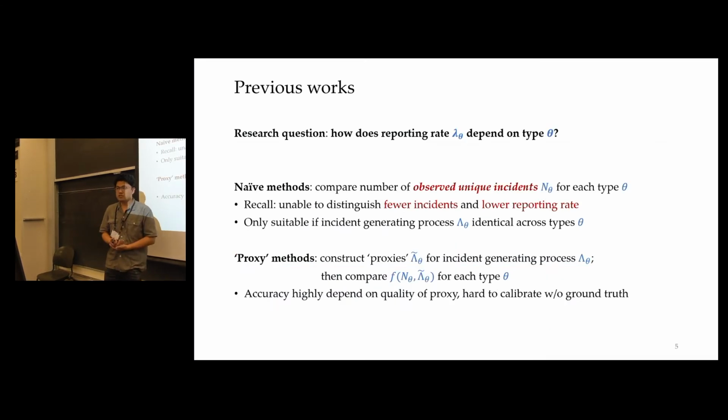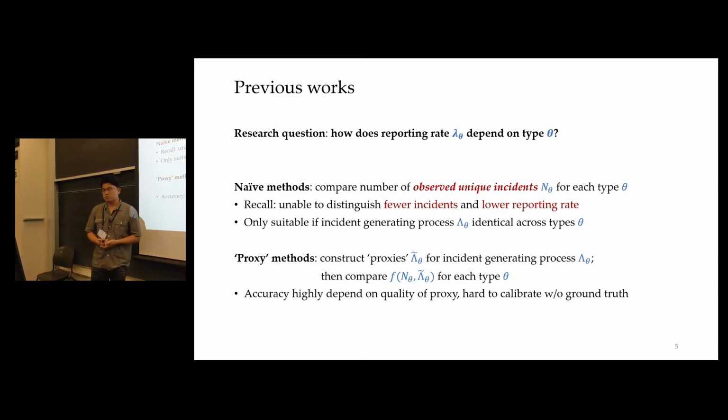Well, this research question has been brought out previously. And previous methods can generally be characterized into two categories. So some of them are quite naive, which just compare the number of observed unique incidents for each type theta. And recall that this suffers from the exact problem that we talked about.